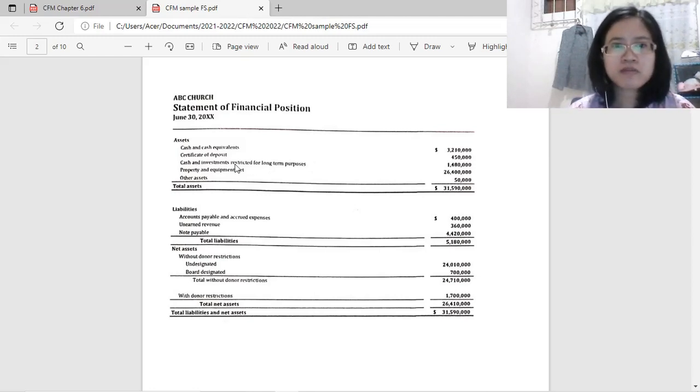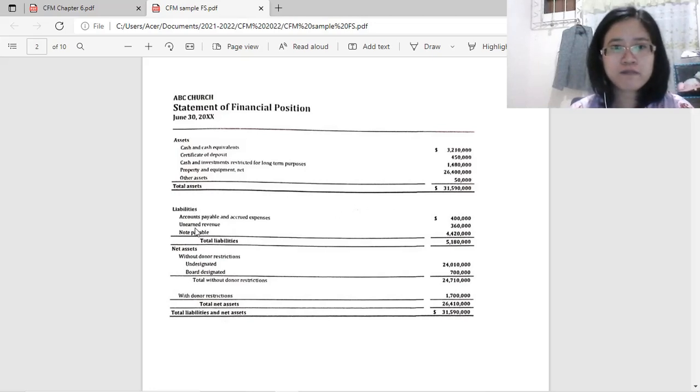Certificate of deposit, cash and investments, restructured for long-term purposes. These two here are non-current assets. Then you have your property and equipment, and then the other assets. So you can see the total assets or total properties owned by the church, be it long-term or short-term.